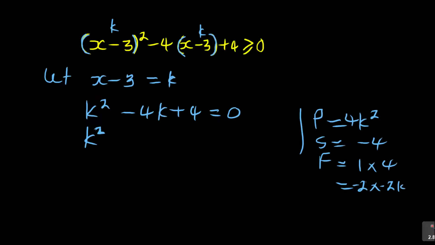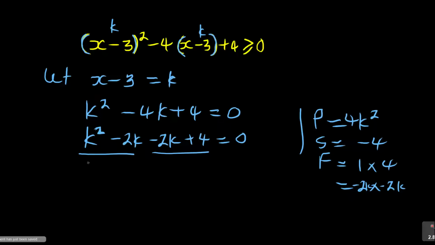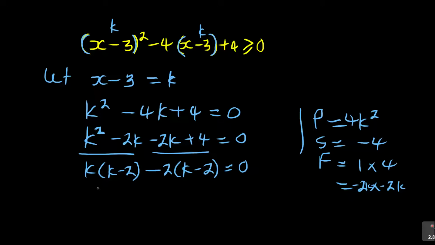So it will be negative 2k, negative 2k. So it's minus 2k plus 4 equal to 0. Factorize the first 2 and the last 2. So k is common. It will be k minus 2, and then it's negative 2, and it's k minus 2 equal to 0. So what I have is k minus 2 and k minus 2 is equal to 0.